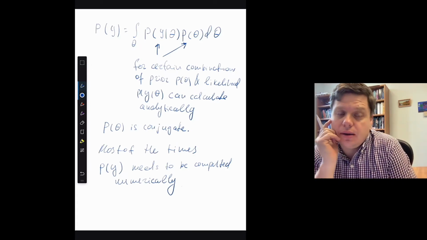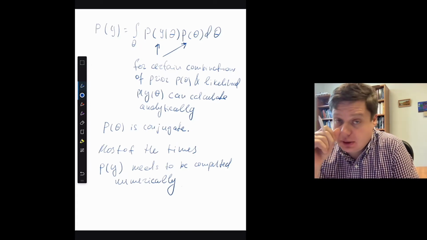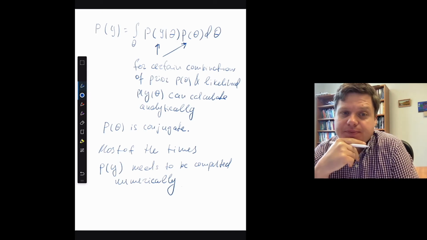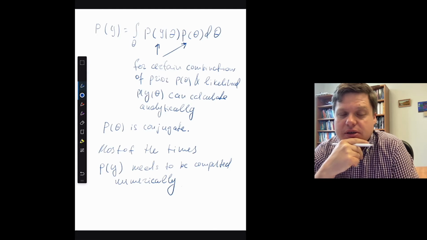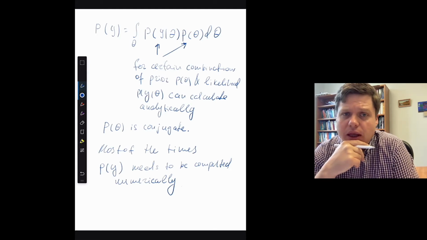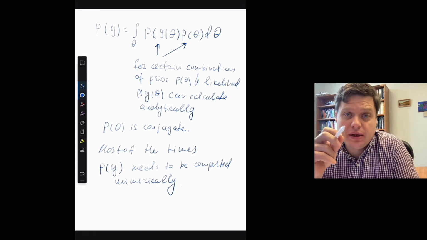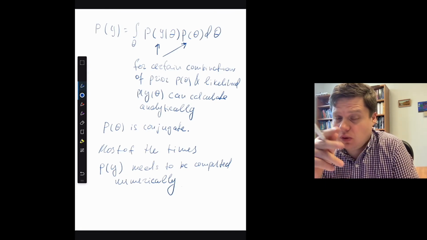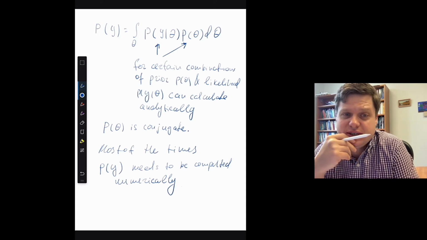And so this p of y calculation of total probability that involves this integration is usually the hardest part of doing the Bayesian inference, of calculating this posterior distribution over theta. And for certain combinations of the prior p of theta and the likelihood p of y given theta, we can calculate this analytically. And whenever it's possible, we say that p of theta is a conjugate. For example, when both p of y given theta and p of theta are normal, we have a product of two normal densities, which is actually another normal. So we have a conjugacy case, and things are analytically calculable.